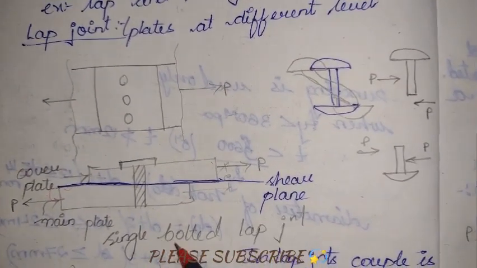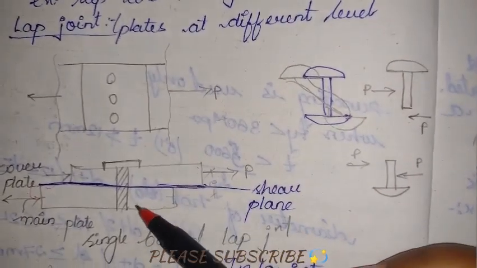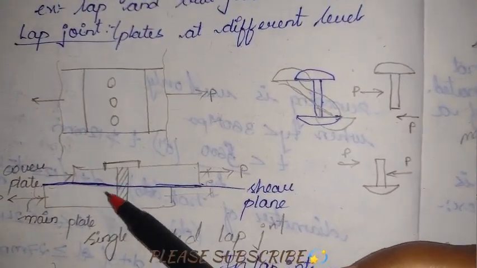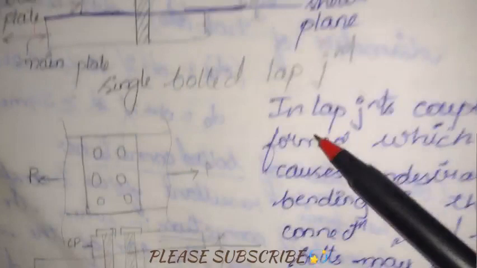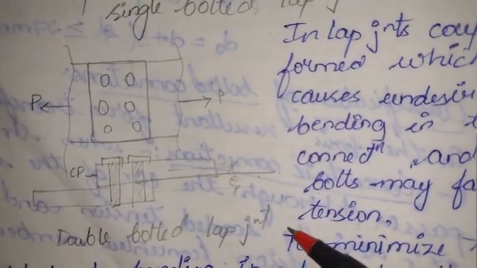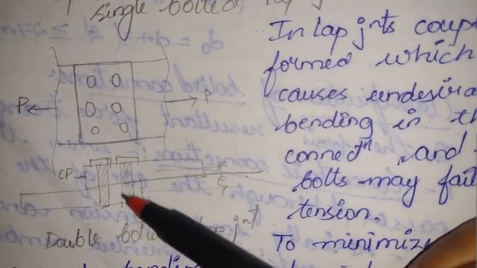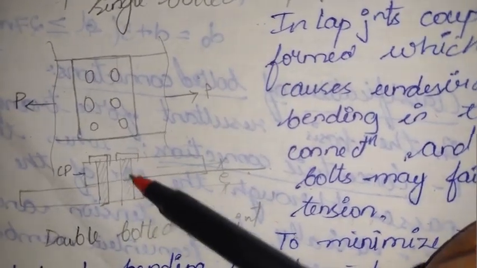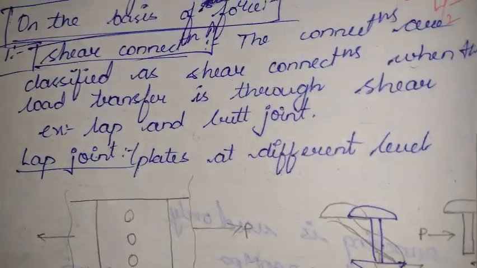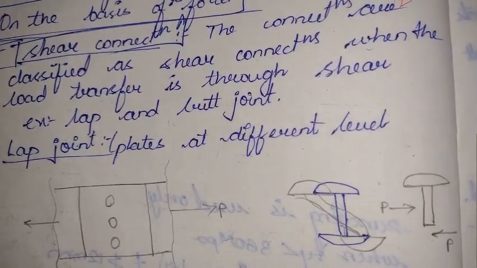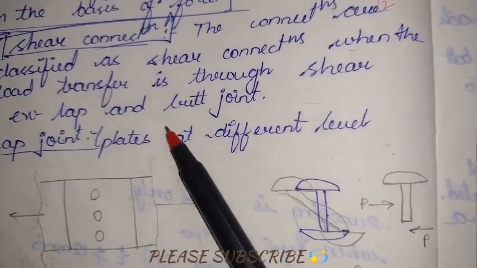So this is a single bolted lap joint because they are connected with a single bolt. We are calling it a single bolted lap joint. This is the double bolted lap joint, wherein we are using two bolts. So this is the lap joint. Let us now talk about the butt joint.